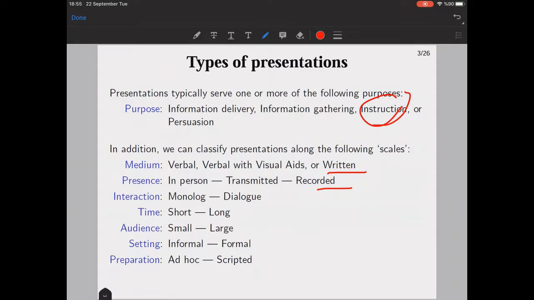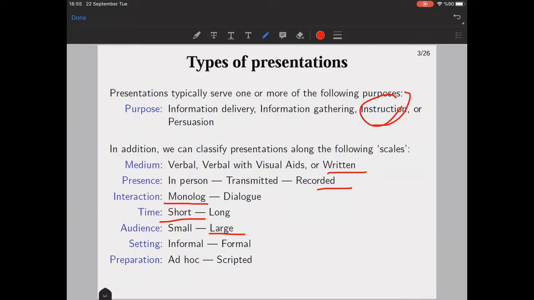And the interaction type can be monologue or dialogue. If you take questions at the end of the lecture, it means that it's some kind of monologue during the presentation, but then you can consider that it can turn into a dialogue. But of course this one is a monologue now, what we're doing now. The time can be short or long. I prefer shorter presentations. And the audience can be small or large. The audience would be large on the internet, most probably.